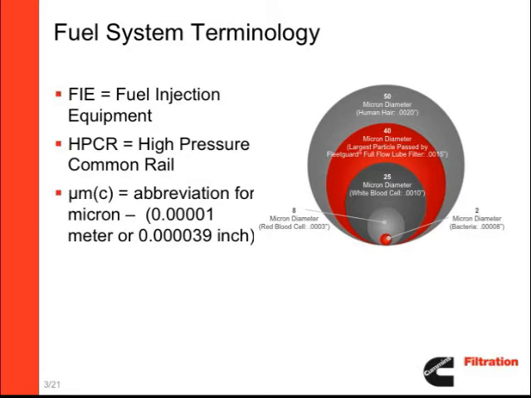In the illustration shown, you can see that a bacterium is 2 microns in diameter, a red blood cell is 8 microns in diameter, and the white blood cell is 25 microns in diameter. The smallest particle that can be seen by the human eye is 40 microns, which is also the largest particle that can pass through a Fleetguard full-flow lube filter. By comparison, a human hair with its 50 micron diameter seems gigantic and has the potential for real harm if it enters a fuel injector system.